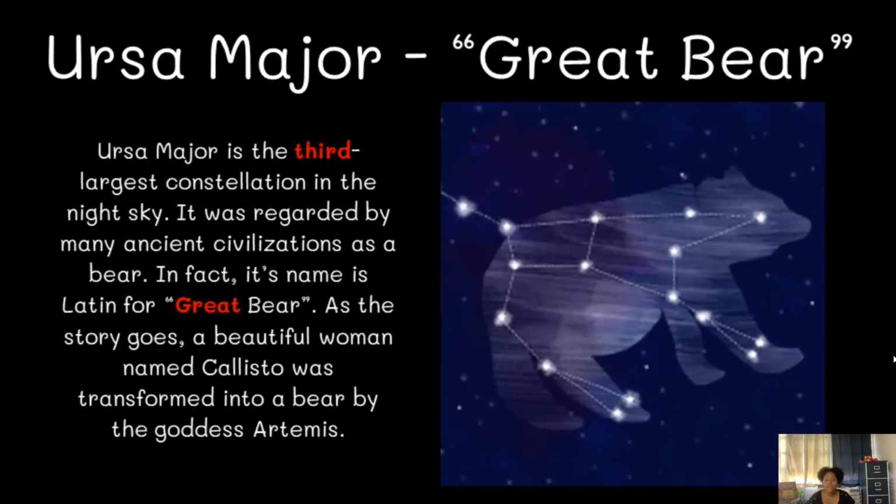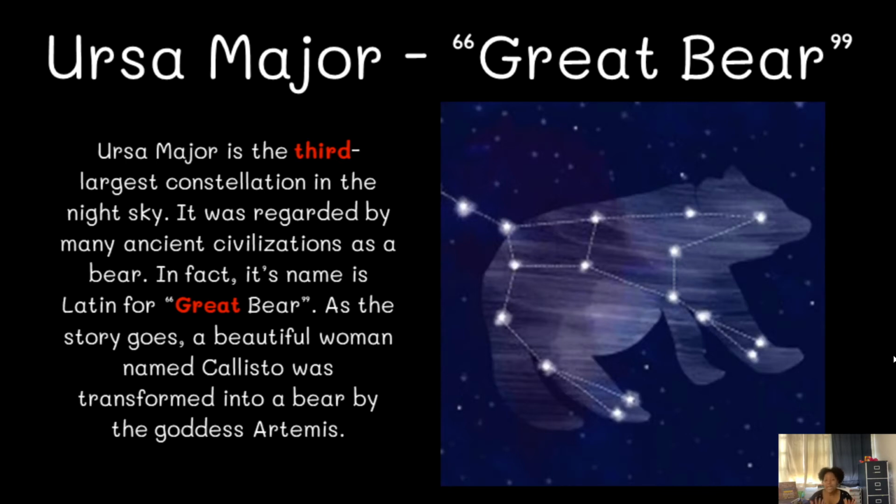So, one very commonly known constellation is Ursa Major, which is also known as the Great Bear. It is the third largest constellation in the night sky, and many people in ancient civilizations saw the pattern as a bear. So that's why they gave it the name the Great Bear. And the myth that goes along with this constellation says that a beautiful ancient woman was turned into a bear by an ancient goddess.